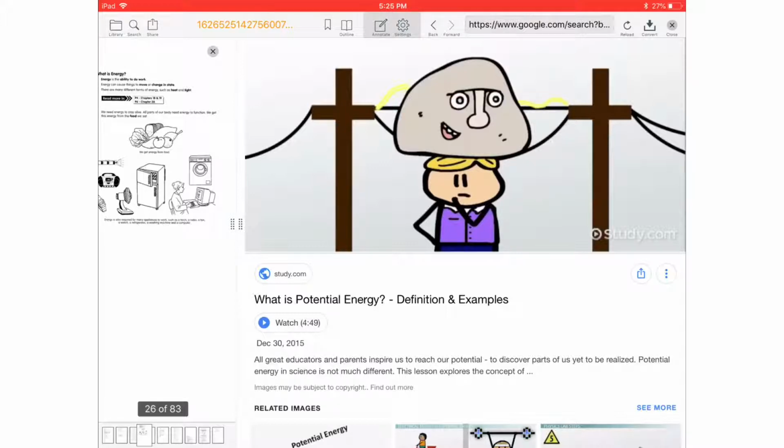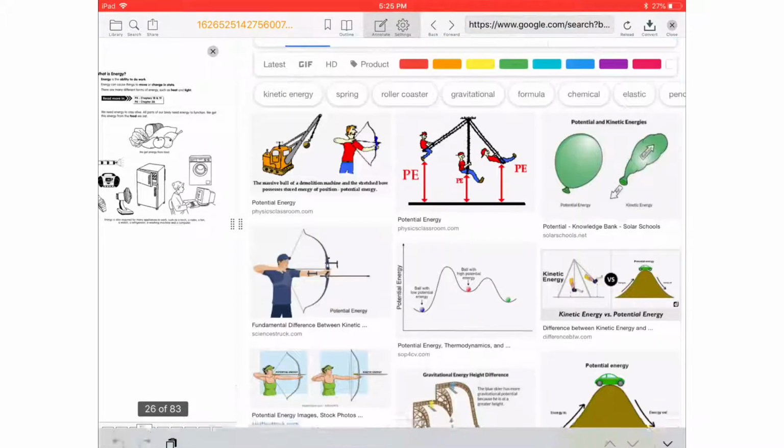It's about energy conversion. I have no idea what this is. It's like a big bowl on its head.